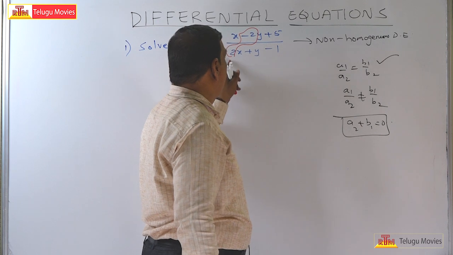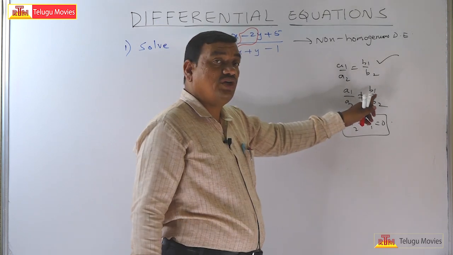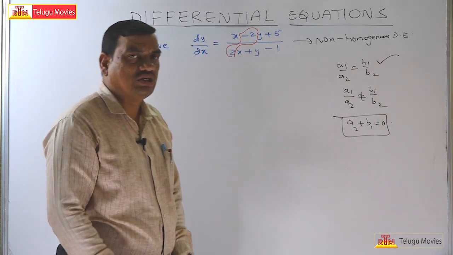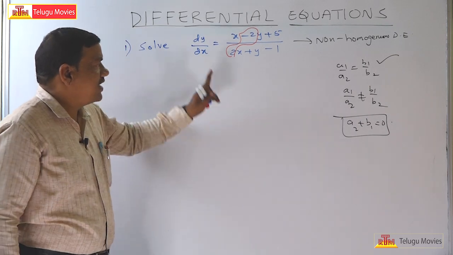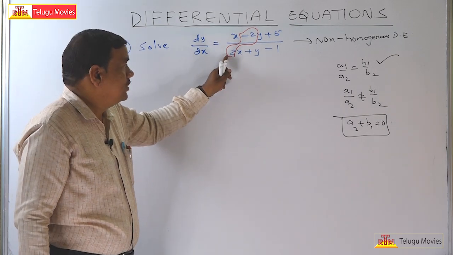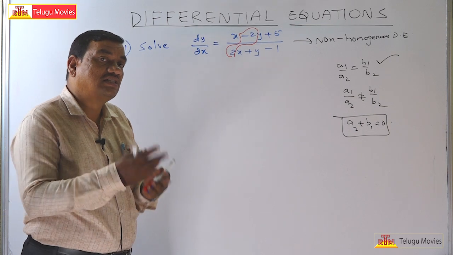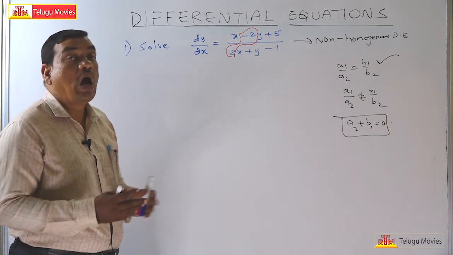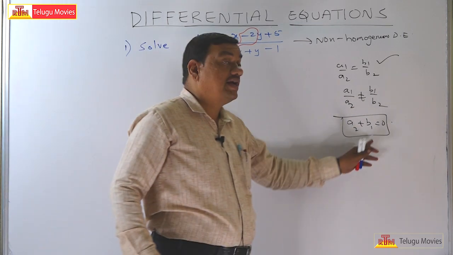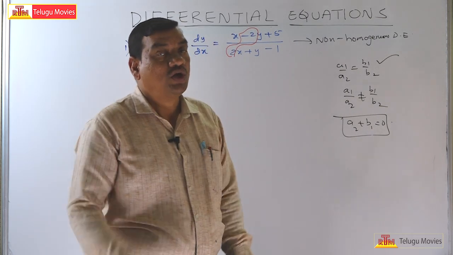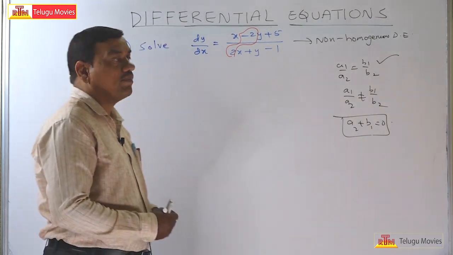A general student will start doing it this way: since 1 by 2 is not equal to minus 2, they start the second method, so it takes a long time. But have a look: here 2 is there, here minus 2 is there, so their sum is 0. Then how to do that? What did I tell for this third type? Proper grouping. Now I am going to show that proper grouping.